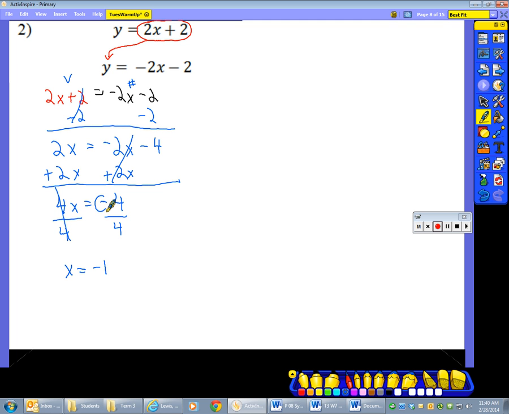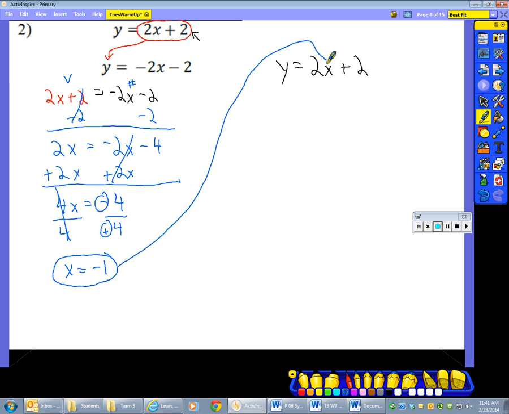You've got to think back to 7th grade. When you're dividing a negative and a positive, you learn that that's going to give you a negative answer. So here we go. I've got x equals negative 1. So now I get to pick either equation, whichever one I feel like is easiest. I'm just going to use this top one. I've got y equals 2x plus 2, and I'm going to sub in this negative 1 for x. So my equation looks like this. y equals 2 times, and what I'm going to put in there is negative 1 because that's what x equals.